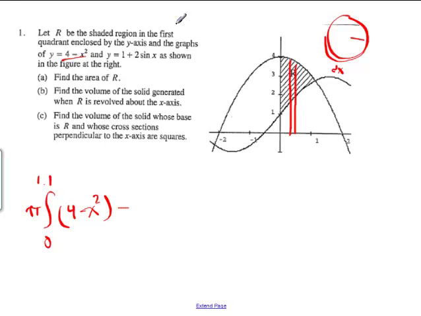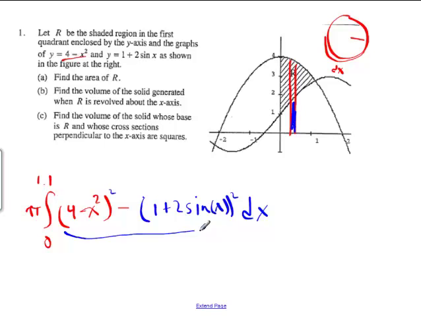And then I want to subtract away this radius, which should be squared, and that is 1 plus 2 sine of x squared dx. And for a problem like this, we could evaluate by hand, but that would be pretty tricky. So you can expect to use your calculator. You could just put this into your y1 and integrate it to get a value. But the hard part is just setting up the integral.